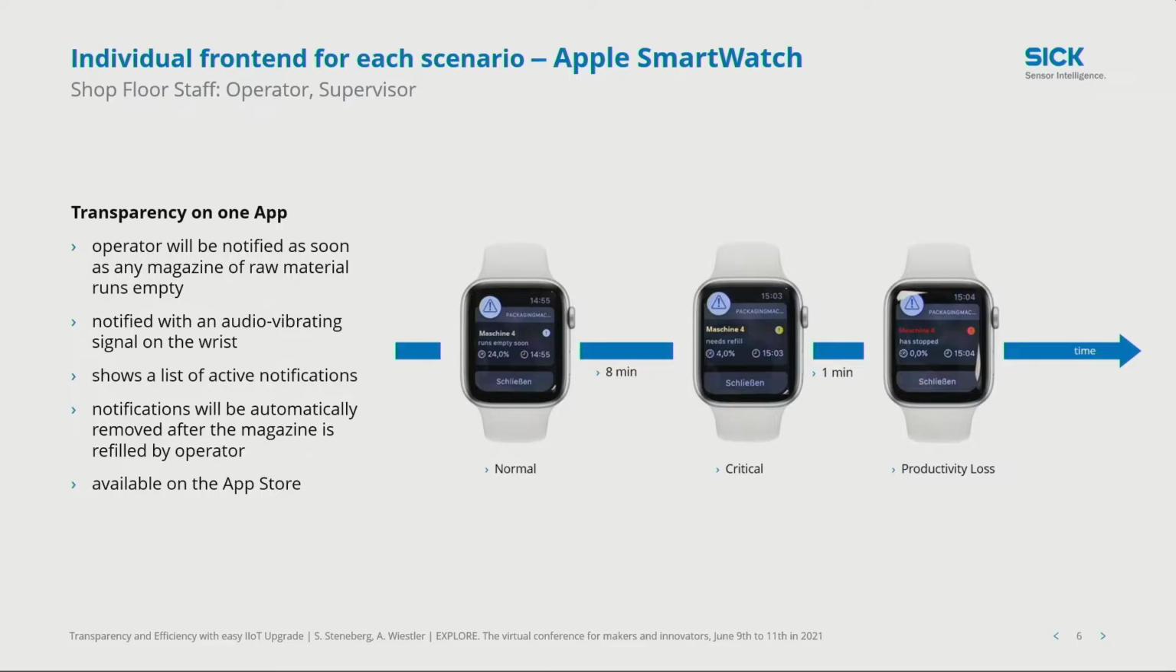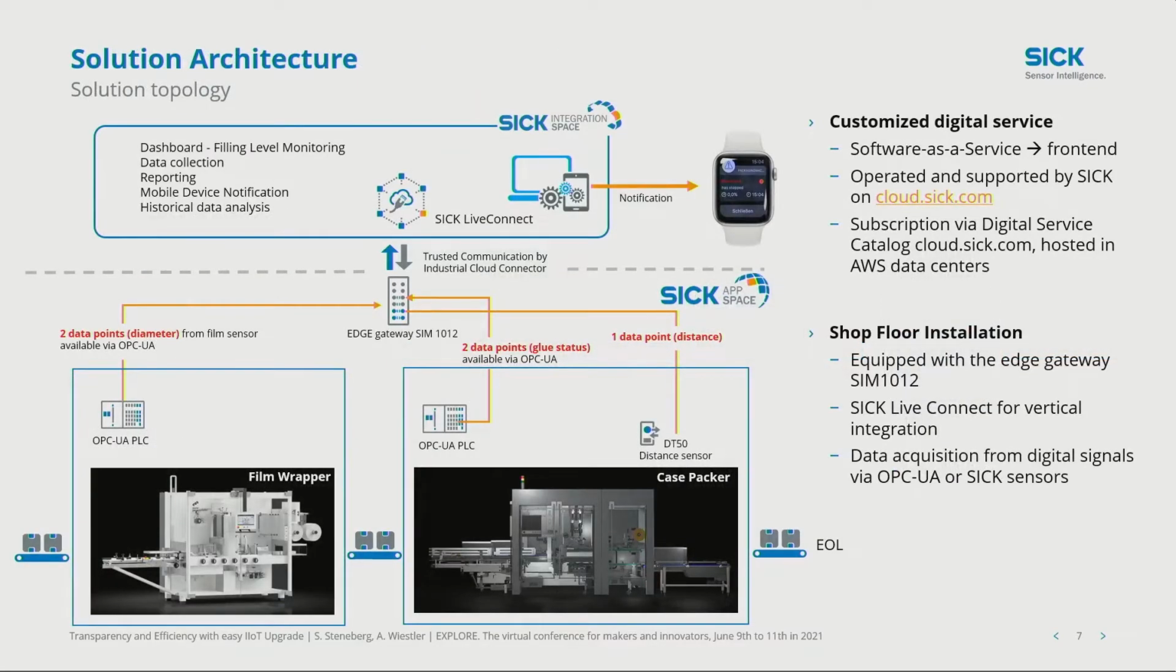The operator will be notified as soon as any magazine of the packaging machine has come to a critical level. He will be notified with an audio and vibrating signal on the wrist directly while he's walking around, and he gets a list of active notifications of all machines. The notifications will be automatically removed after the magazines have been refilled, for example. The app finally is available on the App Store, and we combine it with a digital service on the cloud.